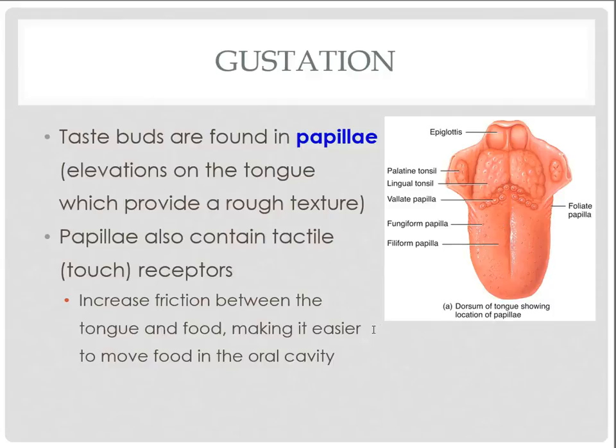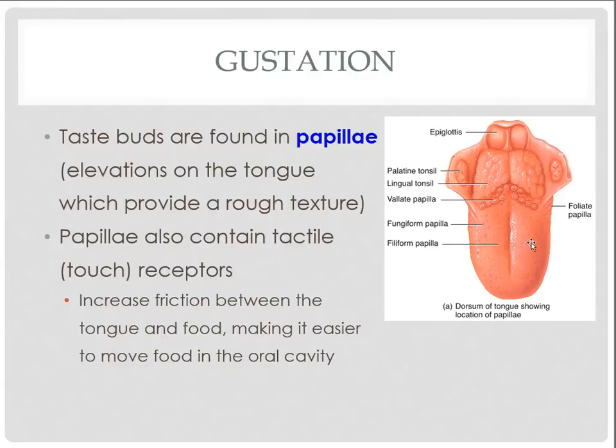The vallate papillae are the ones that contain about 100 to 300 taste buds each, and they're located towards the very back of the tongue. These are the bigger papillae that you can see. And if you ever stick out your tongue far enough, you can see them right at the very back row. Now, the fungiform is pretty much the one that's spread all the way out throughout the entire tongue itself. So these contain about 5 taste buds each.